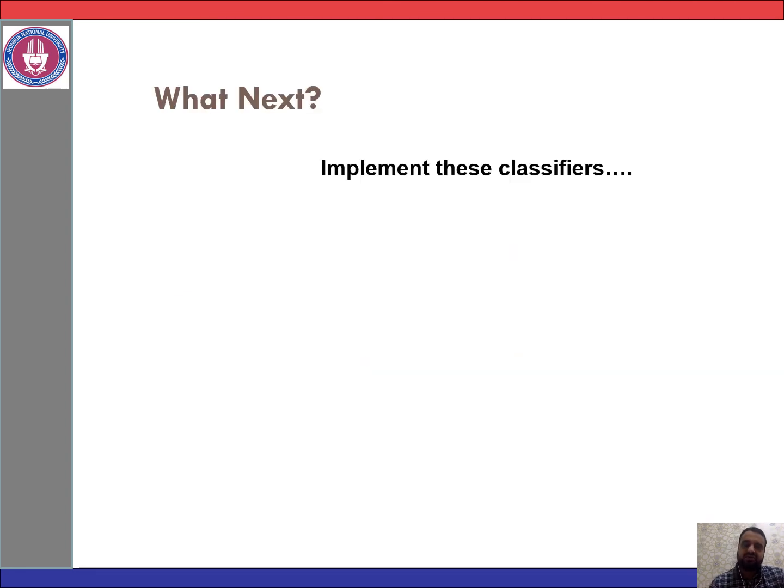That was all about the different classifiers in machine learning. Next, I will implement all these classifiers and see their results, and we will see how they behave.